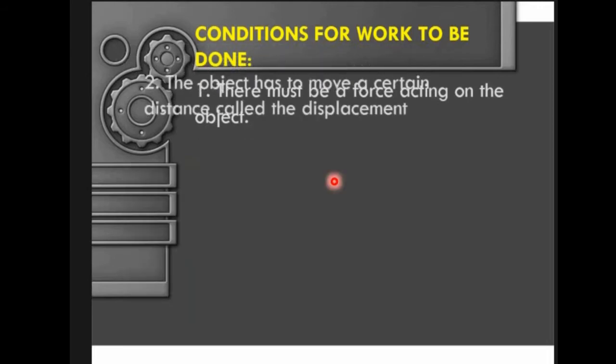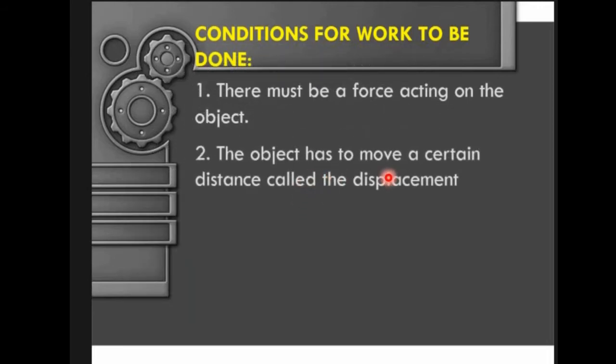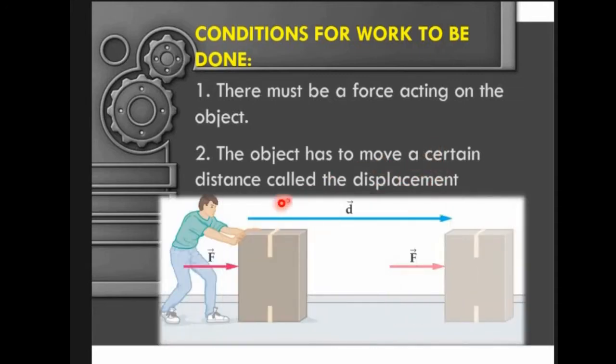Second, the object has to move a certain distance called displacement. So notice that this man is pushing this box, and you will ask, once this man applied the force on this box, is this box moving? Yes, it's moving. So condition number two has been met.